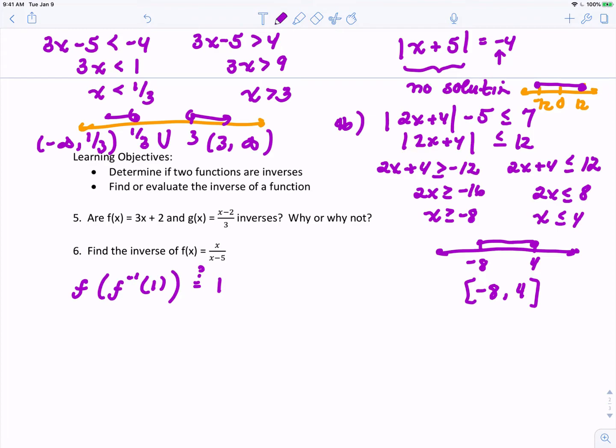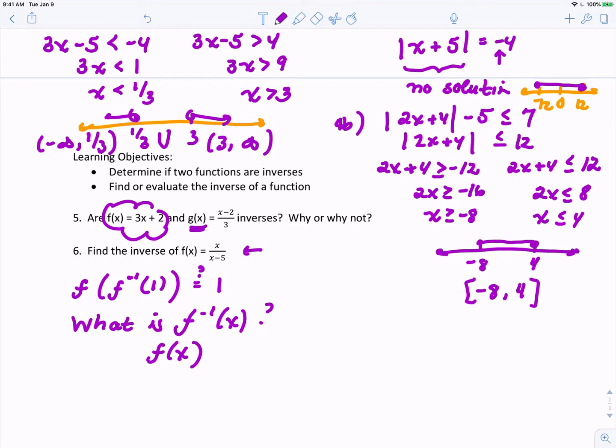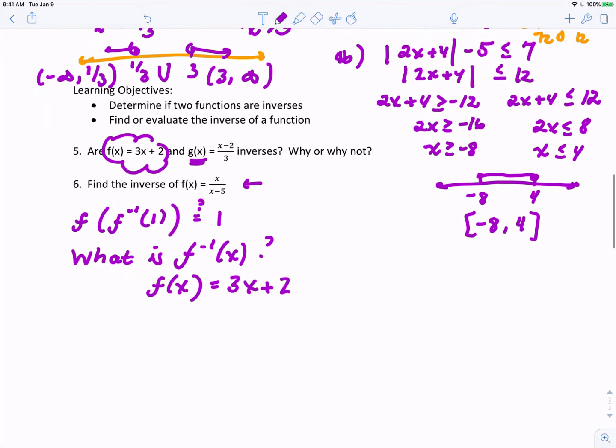And another way to check would be to simply find the inverse of f of x and see if we get g of x. I think I'm going to do it that way because that will also help us know how to do number 6. So we're going to say, what is f inverse of x? Well, the way we do that is we start with f of x. And we're going to use y notation instead of function notation. So y is equal to 3x plus 2.